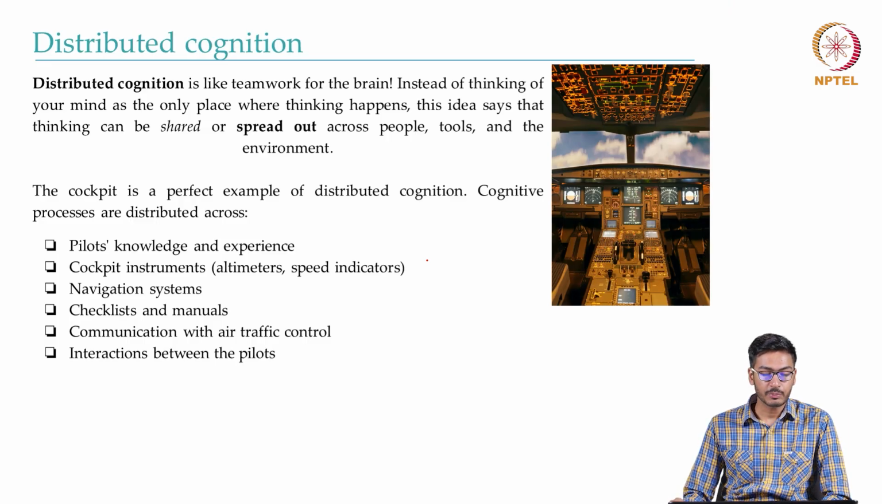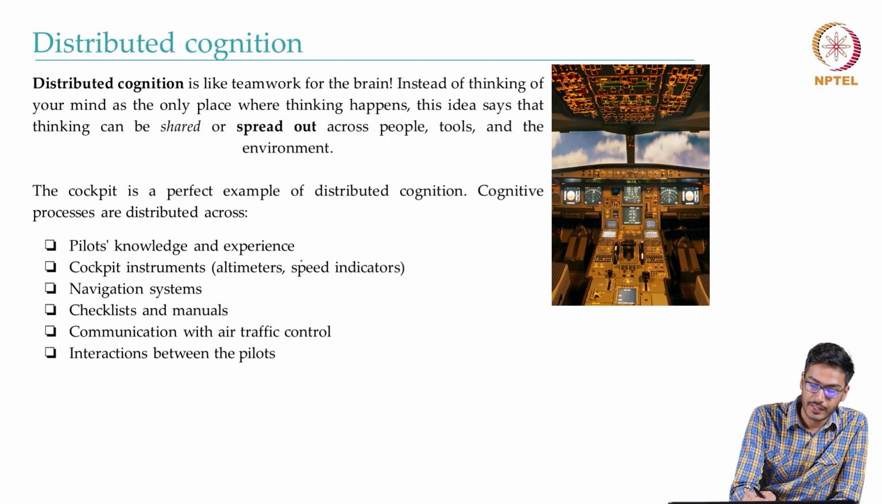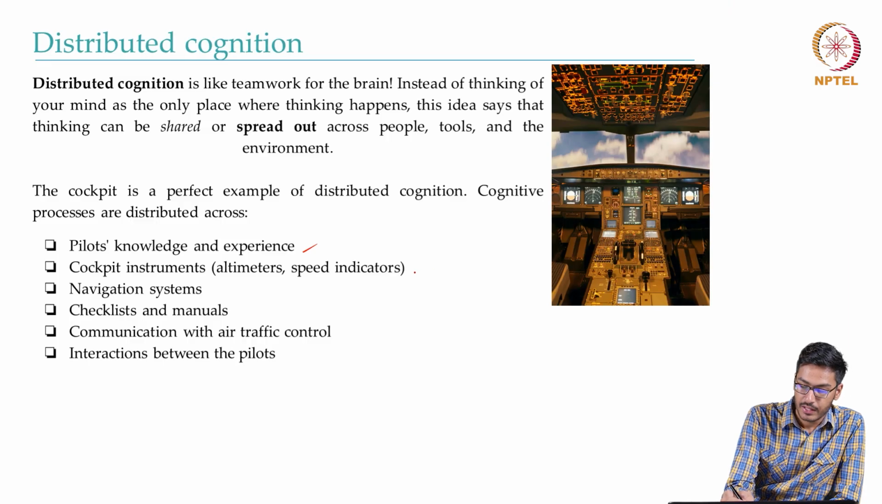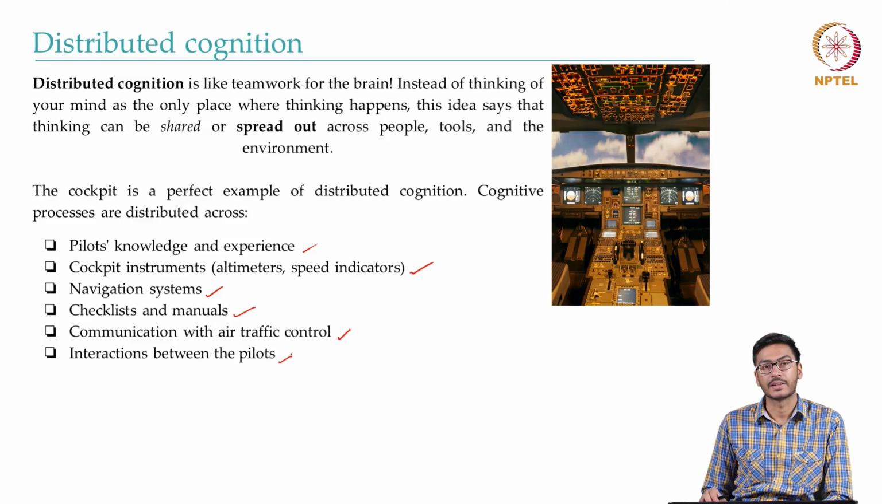The different cognitive processes are distributed across various activities, which may include the pilot's knowledge and experience, looking at the cockpit instruments, the navigation systems, checklists, and manuals, while also communicating with the air traffic control as well as with their co-pilot.